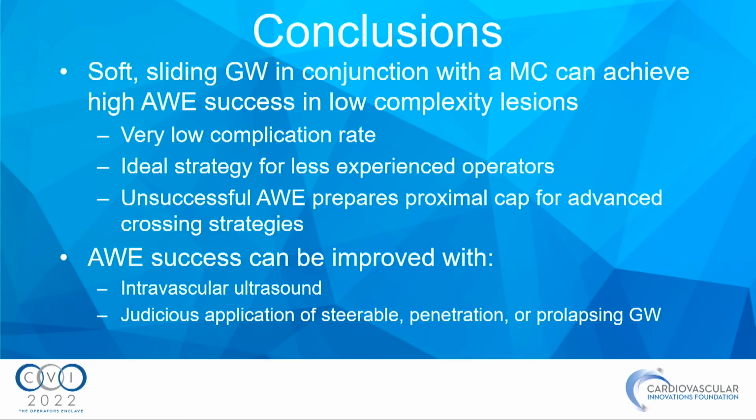So in conclusion, I would tell you that soft jacketed wires are a great way to start a CTO because you may be surprised at how quickly a 20+ millimeter CTO is nothing more than a 2 or 3 millimeter CTO just by introducing this jacketed wire into the path of least resistance. And there are very low complication rates by doing this. It's a great way to start in the beginning when you're not well-versed with all the other crossing strategies. I think that it's a good way to set up for more advanced crossing strategies as well.